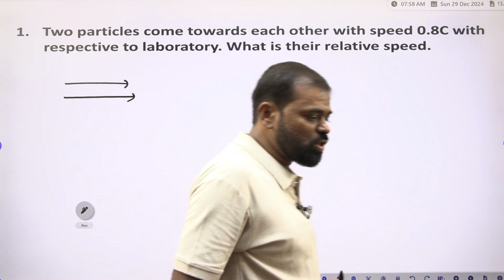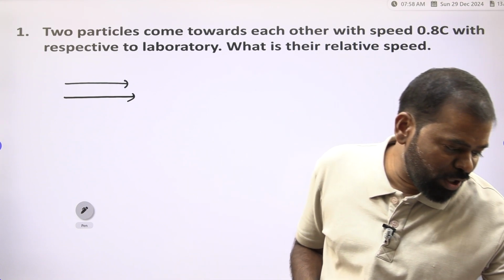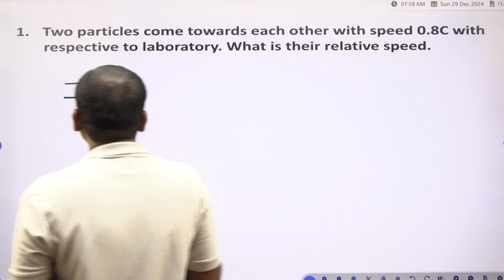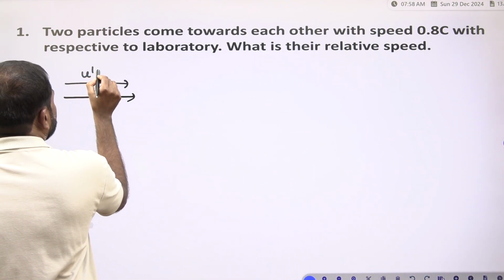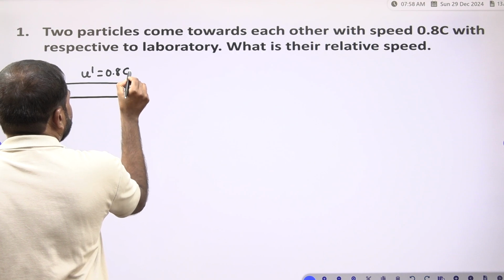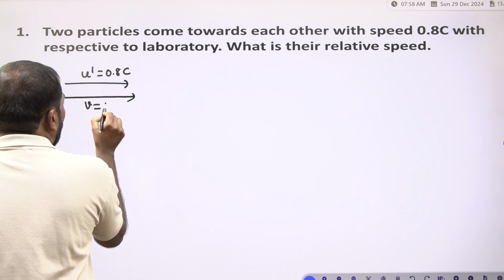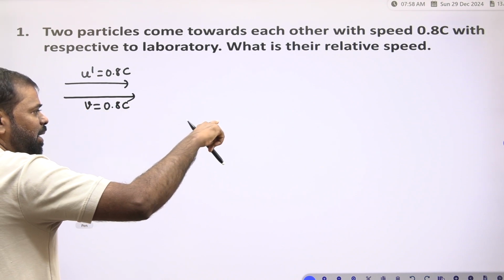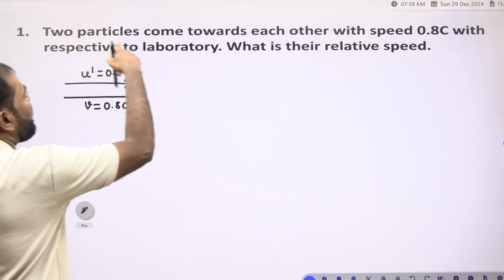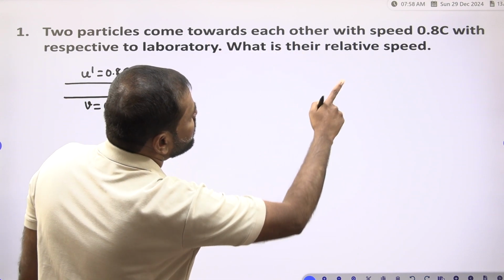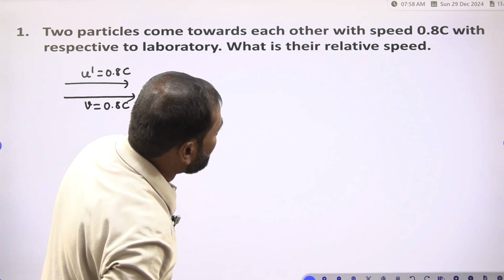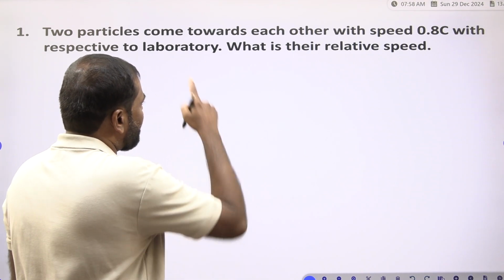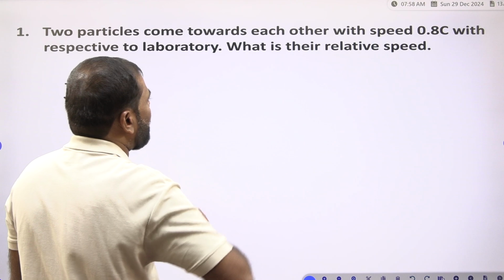With what speed? 0.8c. Two particles are coming with the same speed. So first you have to take u' is equal to 0.8c, and v also you have to take as 0.8c. Two particles are coming towards each other with speed 0.8c with respect to the laboratory frame.